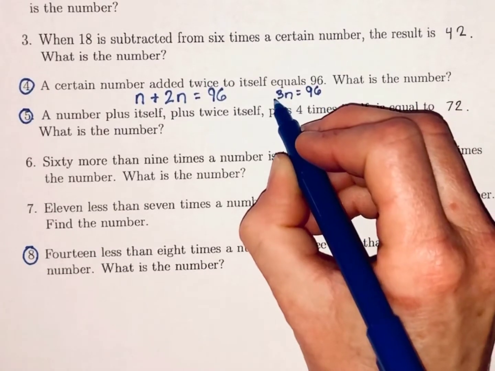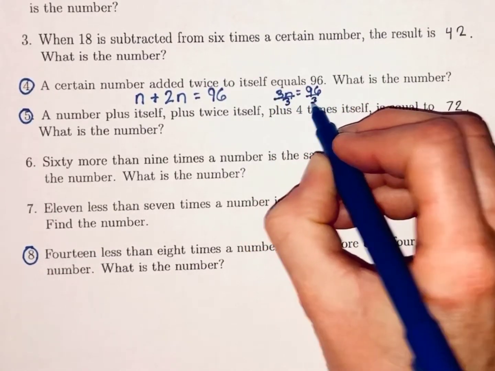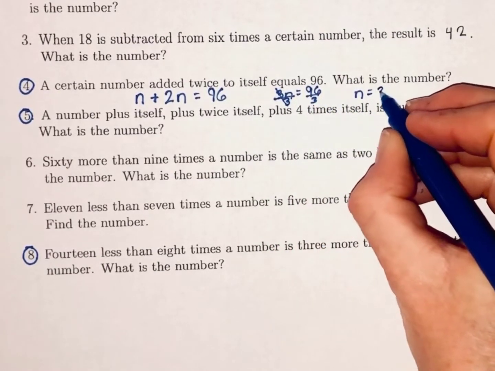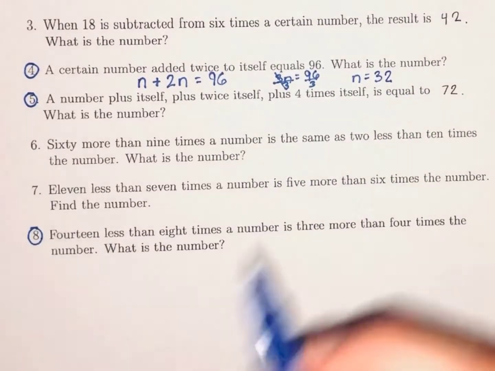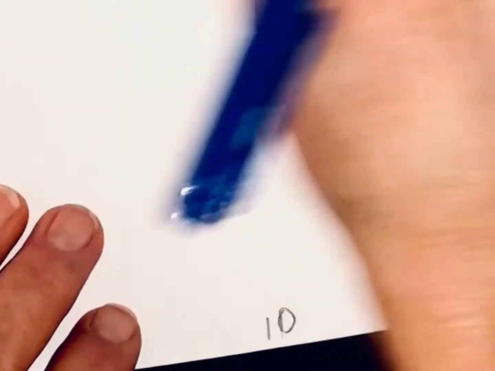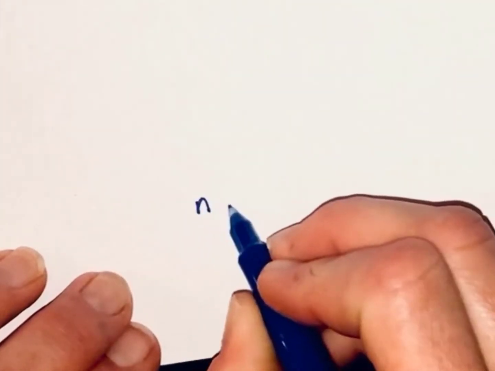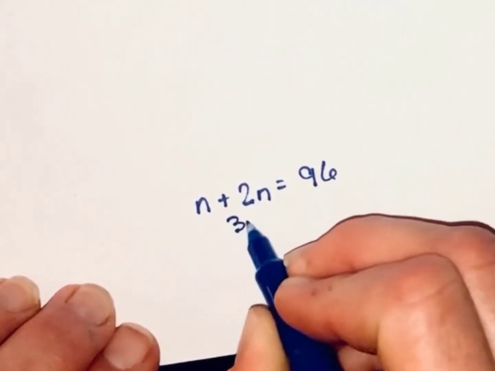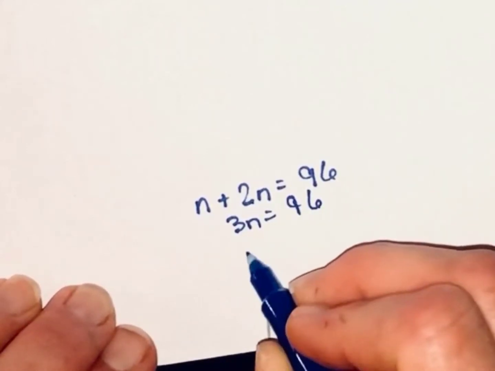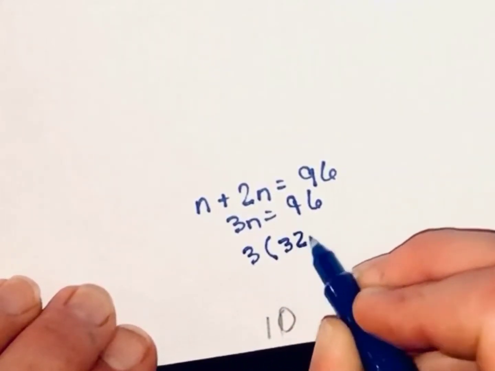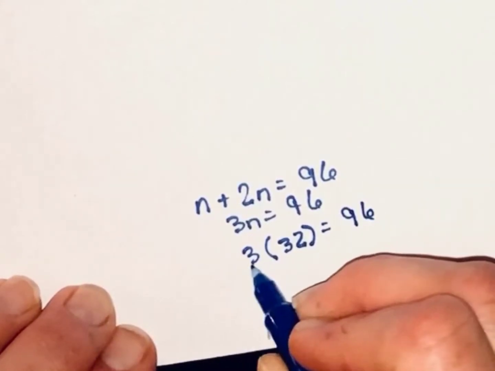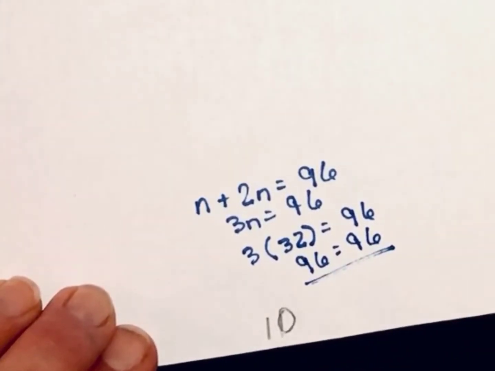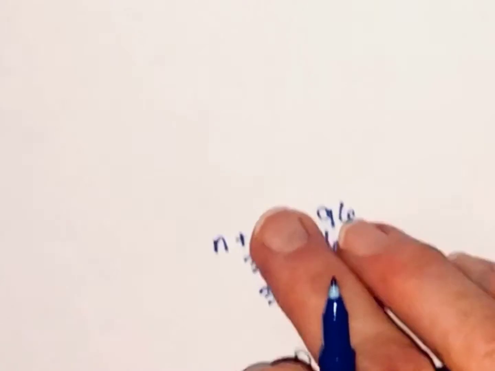We'll do the inverse operation, so we'll divide both sides by 3. N equals, I can do this in my head, 32. I'm going to come down. If I substituted 32 for my n's, let's see what I would get. I've got n plus 2n equals 96. That makes 3n equals 96. 3 times 32 equals 96. 96 equals 96. So 32 is the solution. You don't have to do this. I'm just proving it to you.